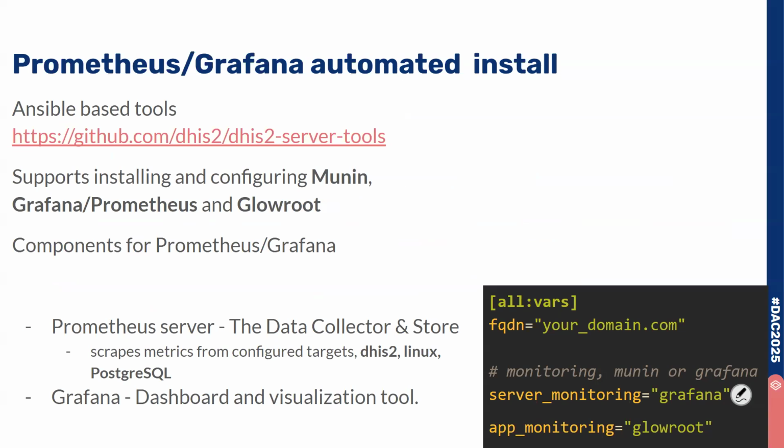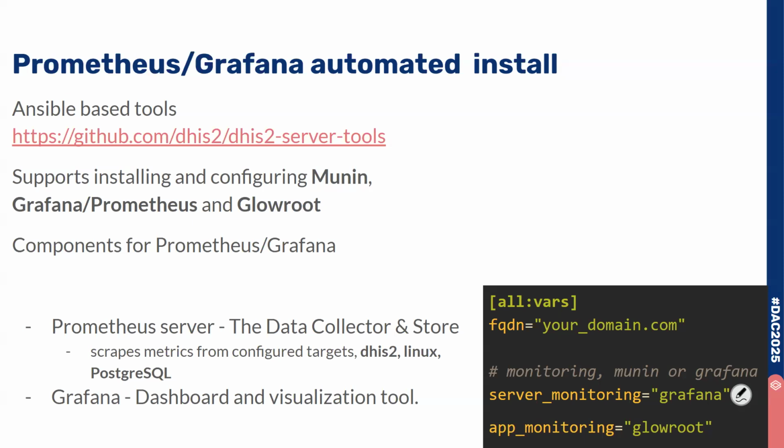Yeah. So a lot has been said with the monitoring, and I'm just going to show us a few ways that we can get these tools using already existing server tools, DHIS2 server tools. These tools out of the box support getting Munin and Glowroot if you don't change your configuration.